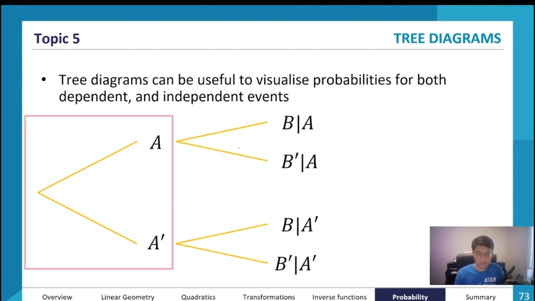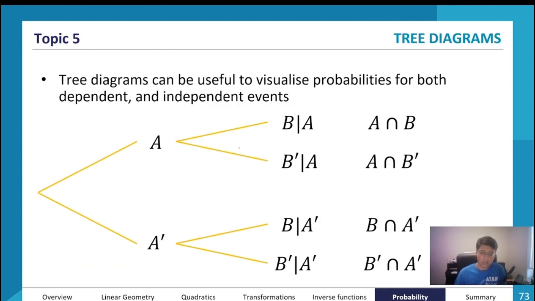Now, this is really useful because if we assign probabilities to each of these events, let's say the odds of A happening is 0.4, the odds of A complement happening, so not A happening, is going to be 0.6. And then if we have different probabilities for B happening, let's say 0.3, 0.7, 0.6, 0.4. These would also be 0.3 and 0.7.